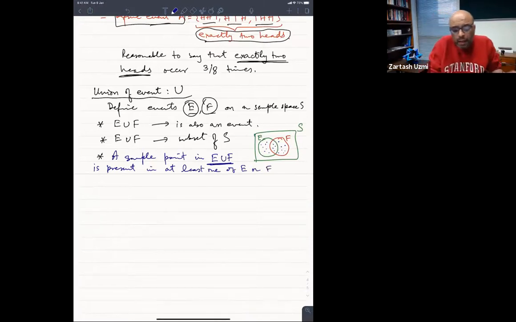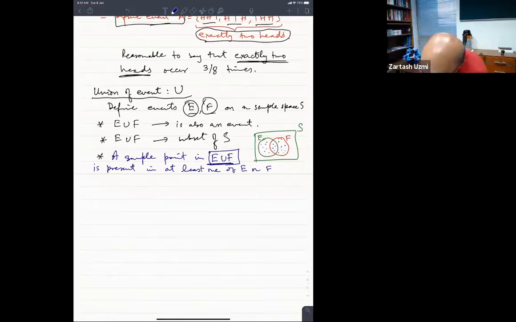या E में मौजूद होगा या F में होगा या दोनों में भी हो सकता है. ठीक है, लेकिन एटलीस्ट एक में जरूर होगा. ये जो ब्लू डॉट्स लगे हुए हैं यहाँ पे, these are the sample points which are part of E union F. ये सारे के सारे ब्लू डॉट्स जो मैंने दिखाए हुए हैं, all of these sample points are part of E union F. E union F consists of all of these.